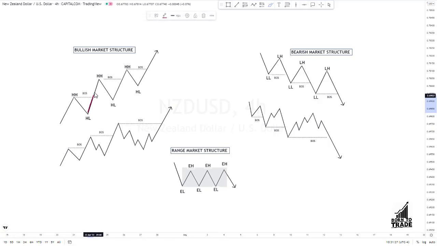Once it breaks this previous high, what do we expect? We expect a higher low to be formed. I hope you can see what the market is doing. It moves up, drops down, breaks previous structure, moves up again forming a higher high, drops lower forming a higher low. Moves up, breaks structure, moves down, forms a higher low, moves up, breaking previous structure.